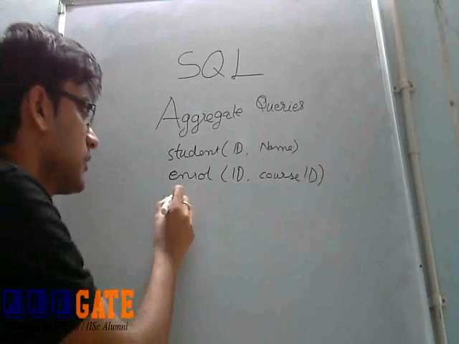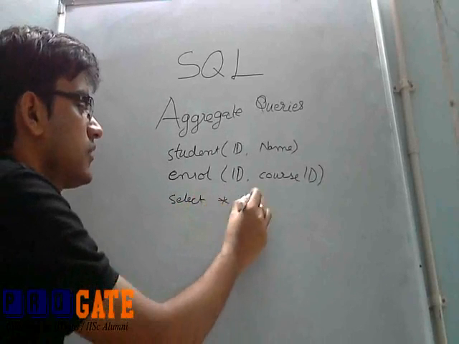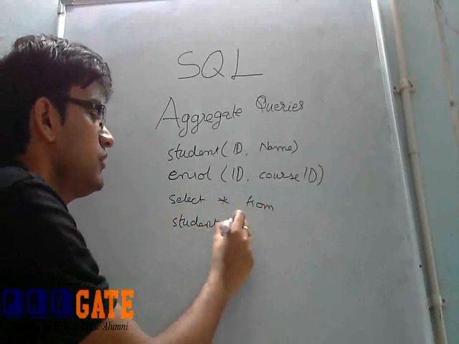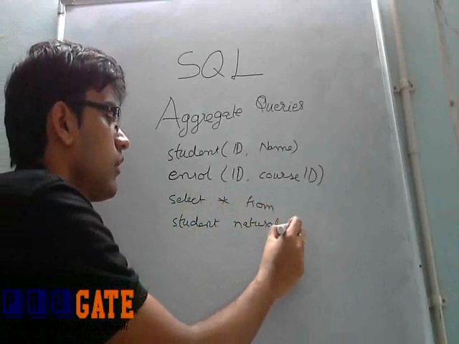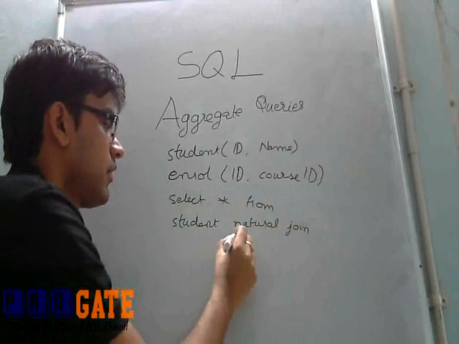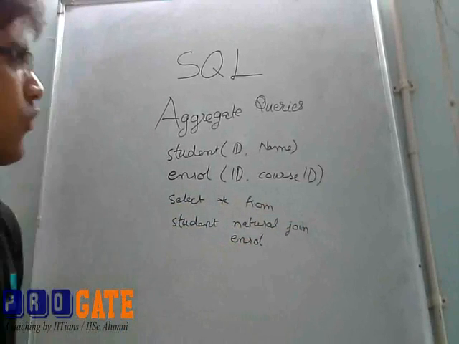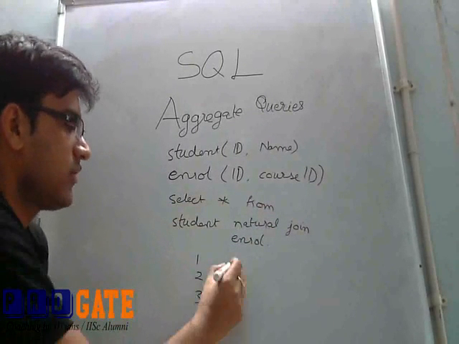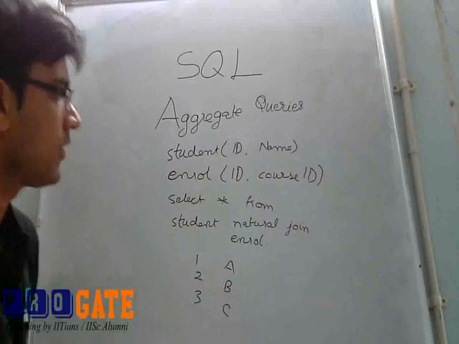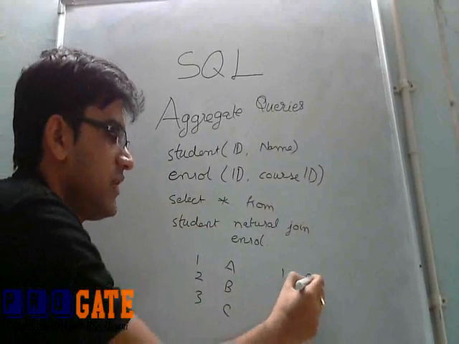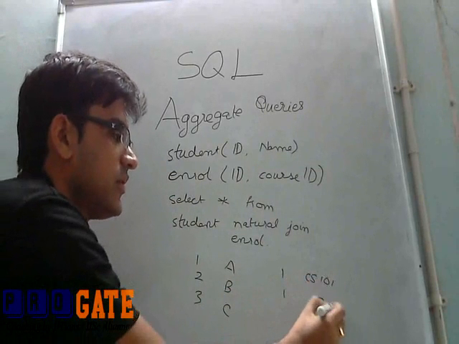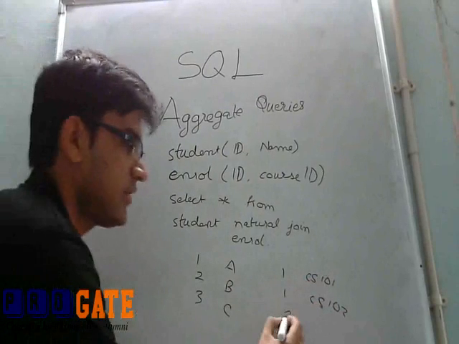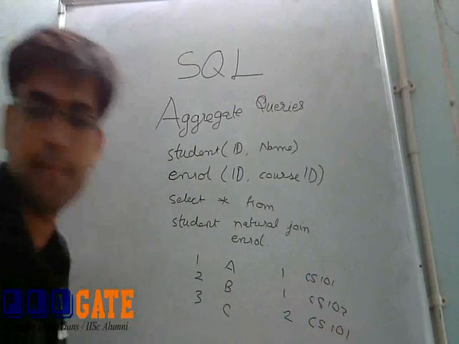and we will write something like select star from student natural join enroll. So what this will do is, so there are three students, 1, 2, 3, with the names A, B, and C. And student 1 has taken course CS 101 and CS 102. And student 2 has also taken the course CS 101.